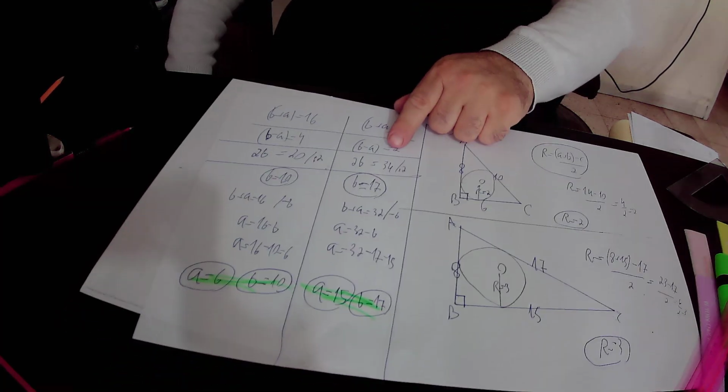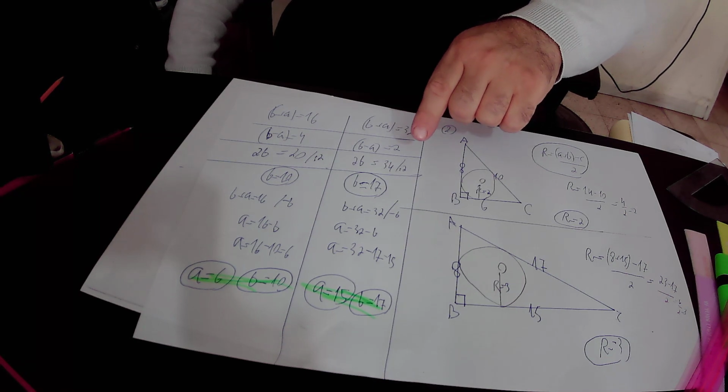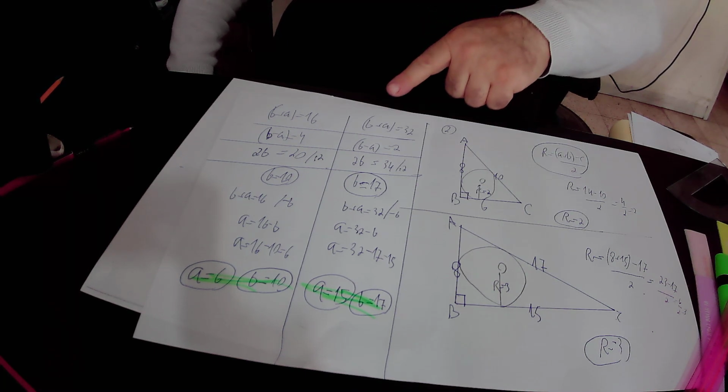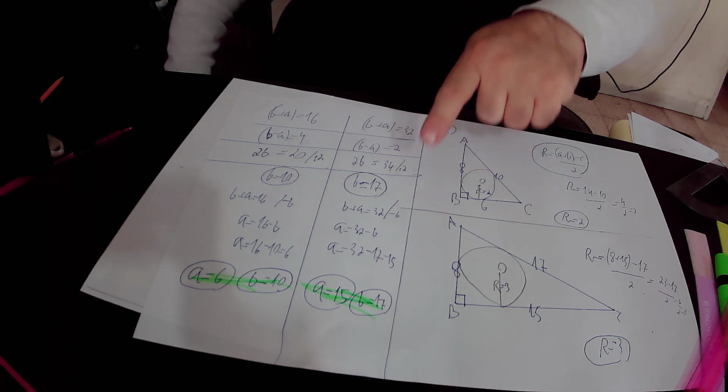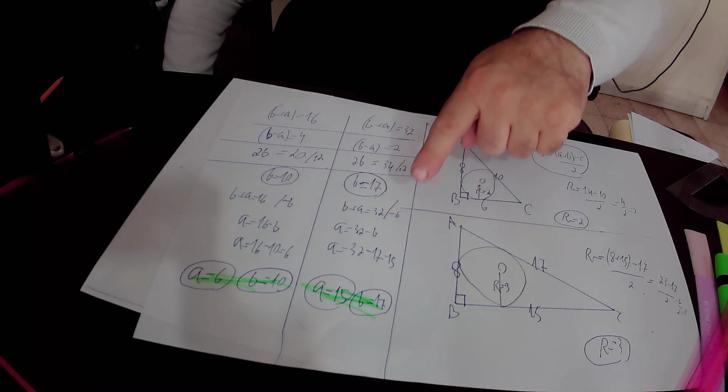So 2B equals 34. We divide this equation by 2 and we get that B equals 34 over 2, that is 17. So we found out that B equals 17, and according to this equation, B plus A equals 32. We will subtract B from this equation and we get that A equals 32 minus B.